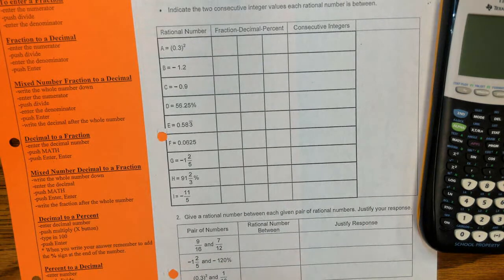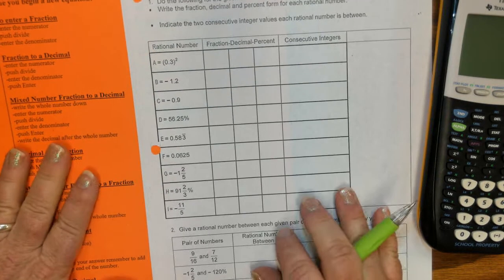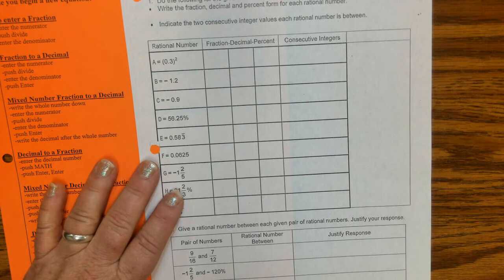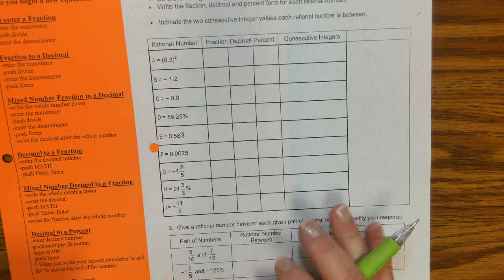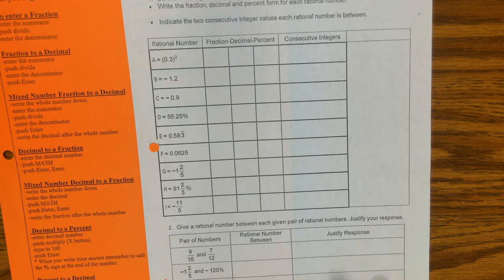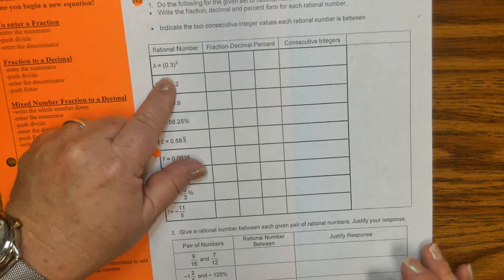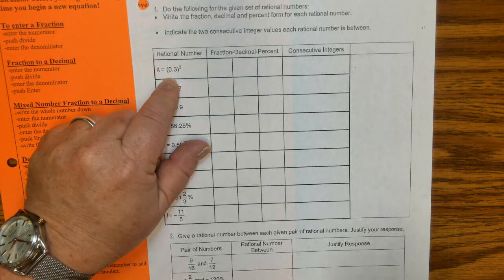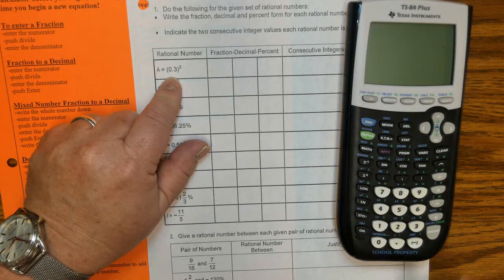I'm going to show you a few of these and get you started and define some terms. Do the following for the given set of rational numbers. Write the fraction, decimal, percent form of each rational number. Indicate two consecutive integers each rational number is between. So, here's my rational number. It looks like a decimal, but it's not simplified. So we want to take it and completely simplify it.